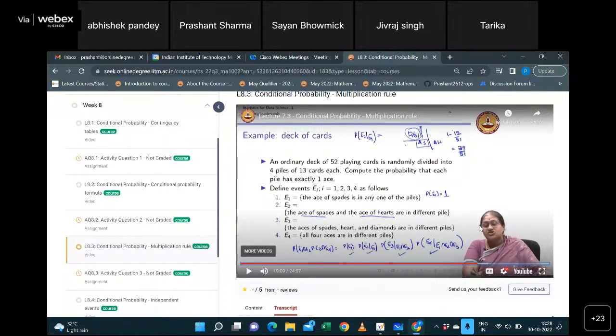An ordinary deck of 52 playing cards is randomly divided into 4 piles of 13 cards each. Compute the probability that each pile has exactly one ace. Okay, so she has defined events. Event E1 is that the ace of spades is in any one of the piles, so that is the sure event, right? If you have 52 cards and you have already divided 13 cards in each pile, so ma'am has defined an event E1 that the ace of spades is in any one of the piles, so that is the sure event. It will definitely occur.